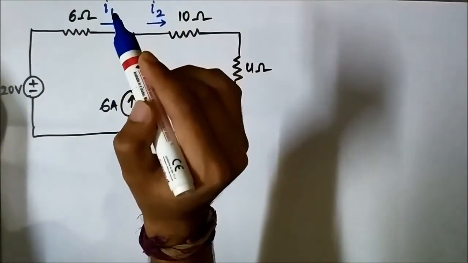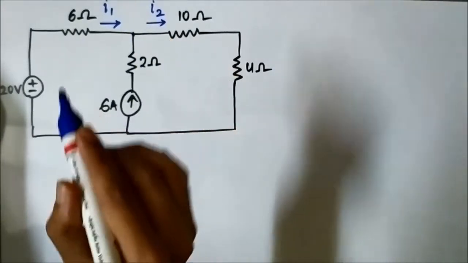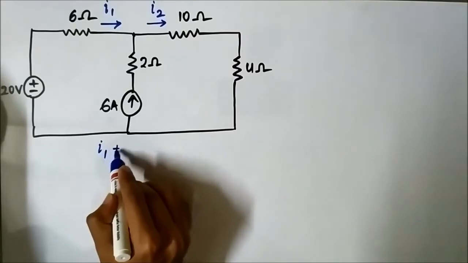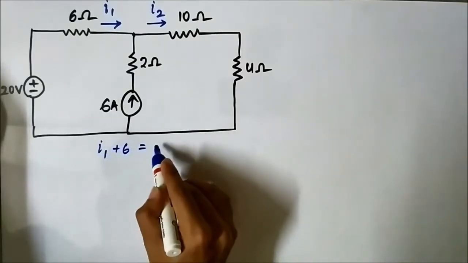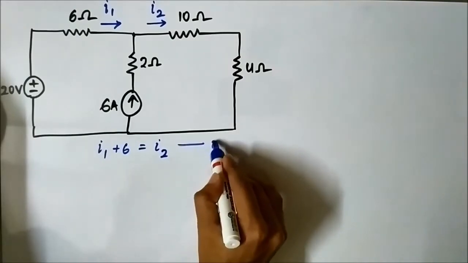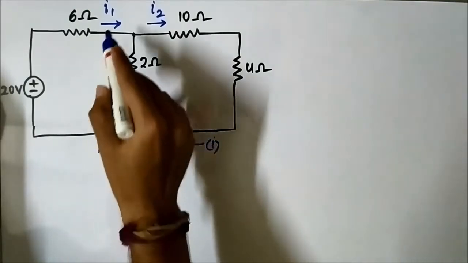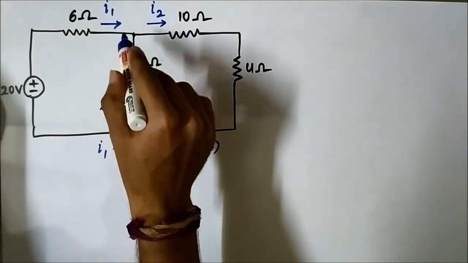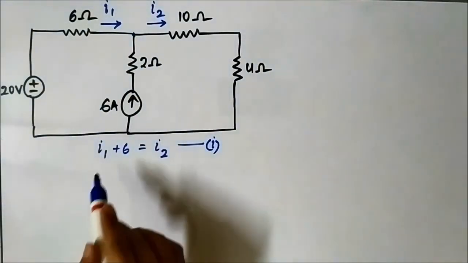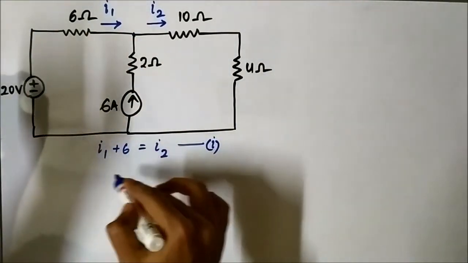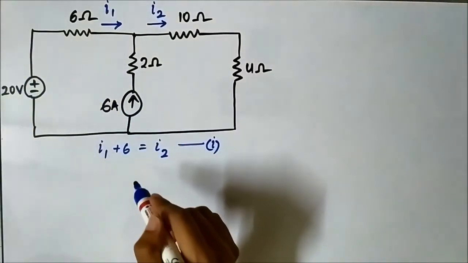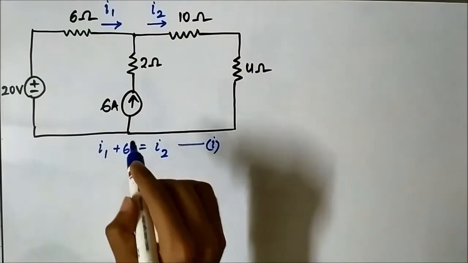If we apply KCL, Kirchhoff's current law, at this point, we have I1 plus 6 is equal to I2. This is the first relationship. I1 and 6 are moving towards the node, I2 is moving away from the node. So I1 plus 6 is equal to I2. This relationship will come in handy. It is called the auxiliary equation.